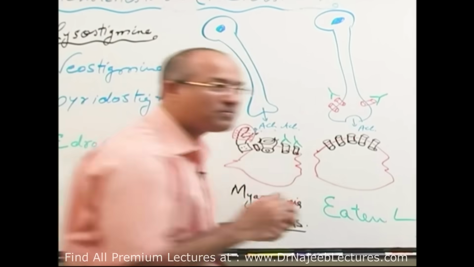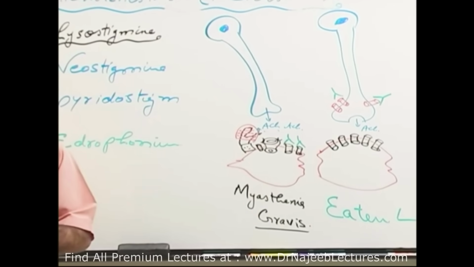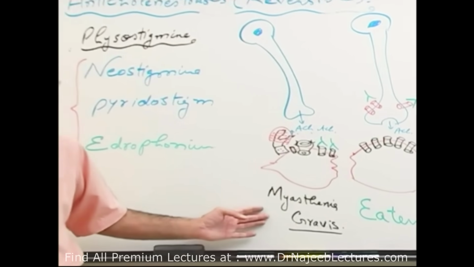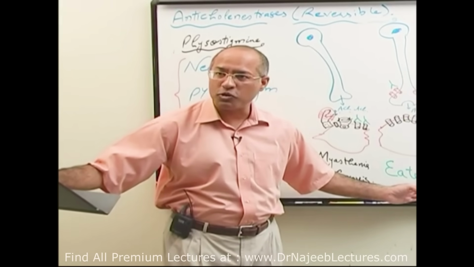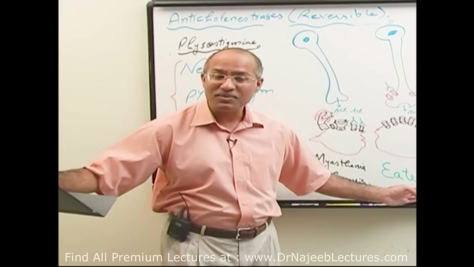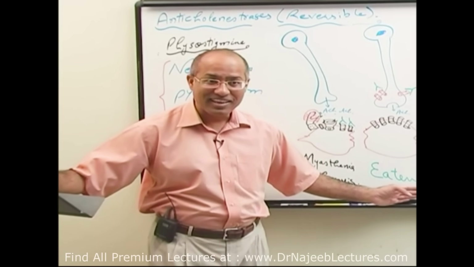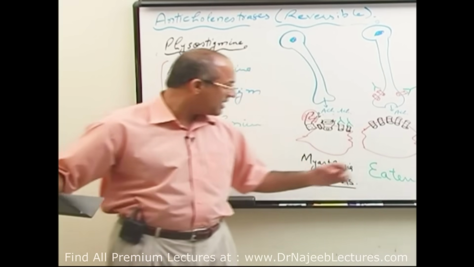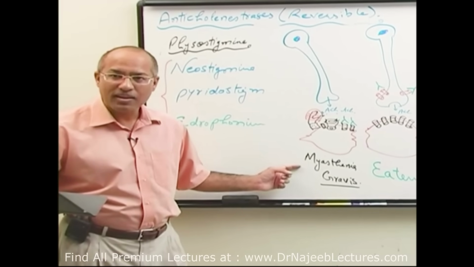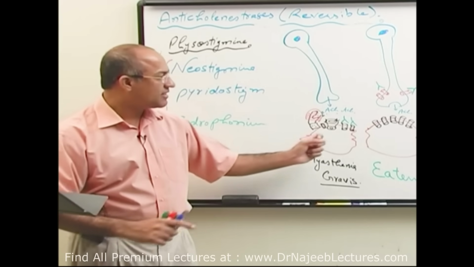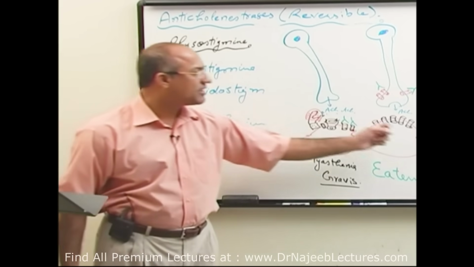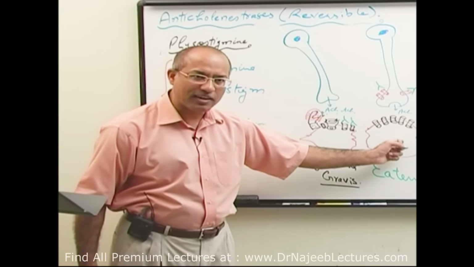Eaton-Lambert syndrome. Is that clear? So we can have myasthenia gravis as a muscle weakness. We may have an Eaton-Lambert syndrome patient with muscle weakness. Now let's compare and contrast. In myasthenia gravis, first, a few things are common. This patient has muscle weakness and this patient also has muscle weakness.